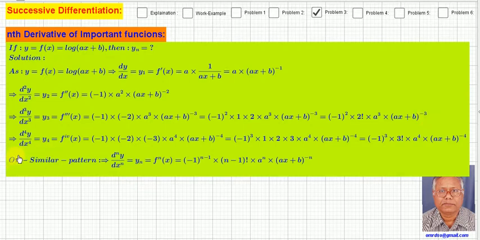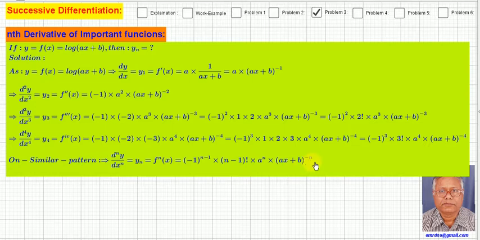Now d4y/dx4, rather the fourth derivative. That is minus 1, minus 2, minus 3, into a to the power 4, that gives you minus 1 cube, 1 into 2 into 3 into a to the power 4 into ax plus b to the power minus 4. It means it is minus 1 cube into factorial 3 into a to the power 4, ax plus b to the power minus 4. Now, in the similar pattern, if you want to know the nth derivative, that is d^n y/dx^n, yn is equal to minus 1 to the power n minus 1, factorial n minus 1, into a to the power n into ax plus b to the power minus n. So, on the similar pattern, I got this. Okay. Now, suppose on this basis you want to know the sixth derivative, d6y/dx6 is equal to minus 1 to the power 5, 6 minus 1 is 5, factorial 5, into a to the power 6, into ax plus b to the power minus 6.